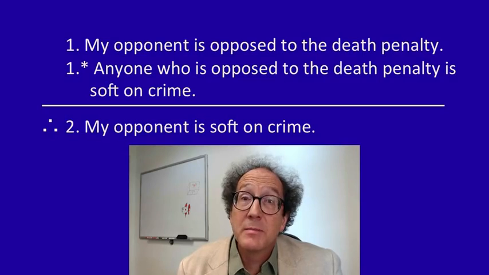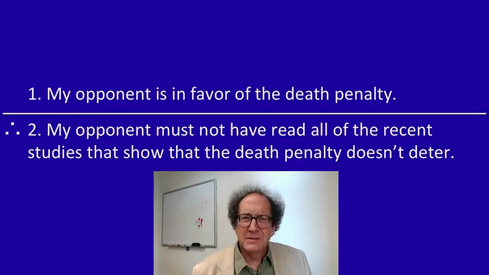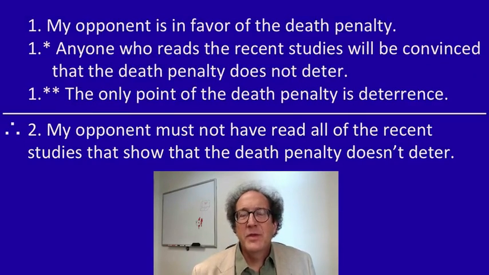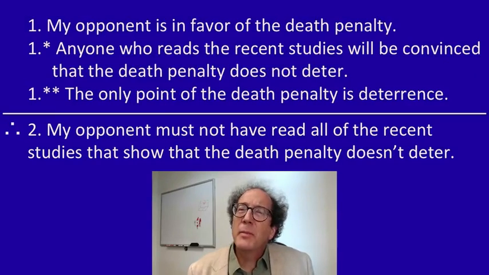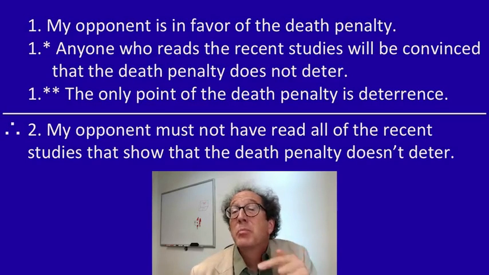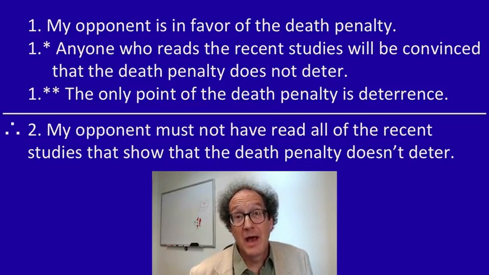And then another politician might say, but my opponent is in favor of the death penalty, so he must not have read all the recent studies that show that the death penalty doesn't deter. Well, that argument assumes a suppressed premise that if you read those studies, you'd be convinced by them, and that the only point of the death penalty is deterrence. But the point is that politicians talking about extremely important issues can take things for granted that if they were brought into the light of day would be very questionable, and that's why they hide them.